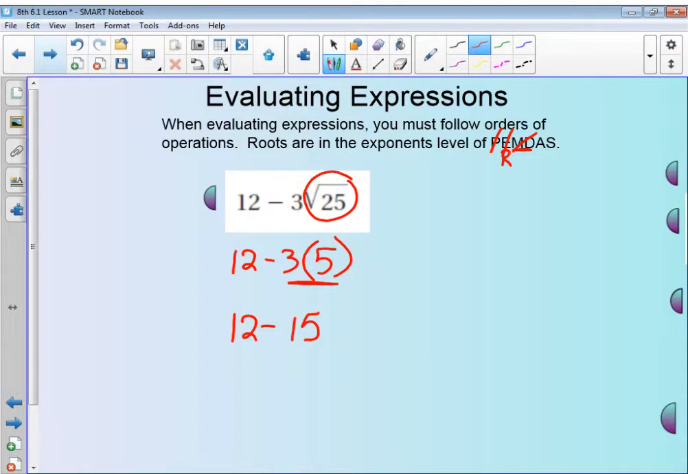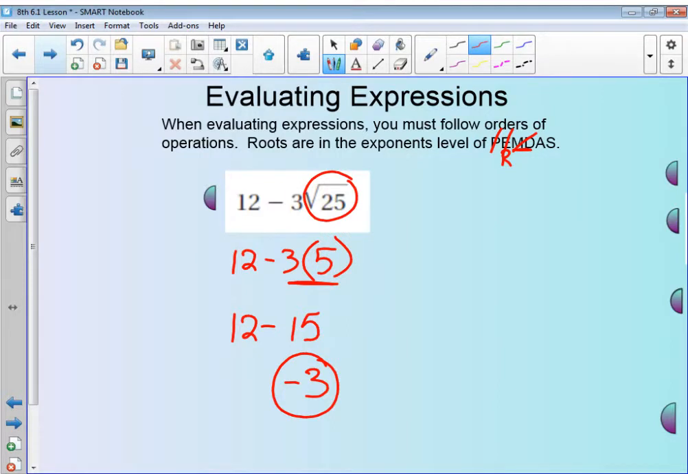Okay, some of you are comfortable with these and some of you aren't. So I have to remember, okay, that's a positive 12 and a negative 15. Those are different symbols. So I'm going to find the difference, which is 3. The larger number, 15, had a negative sign. So my final answer is negative 3.